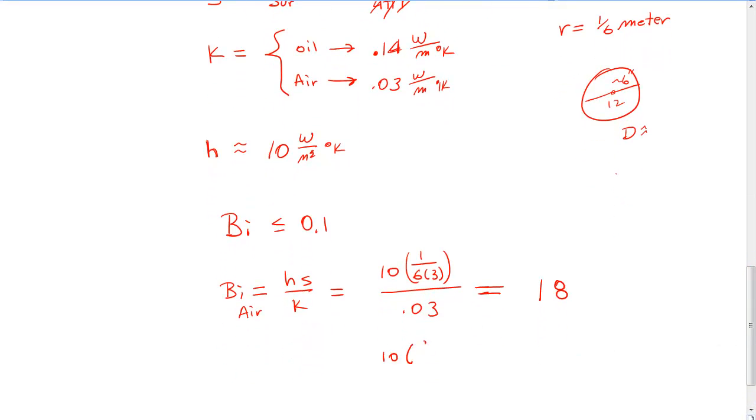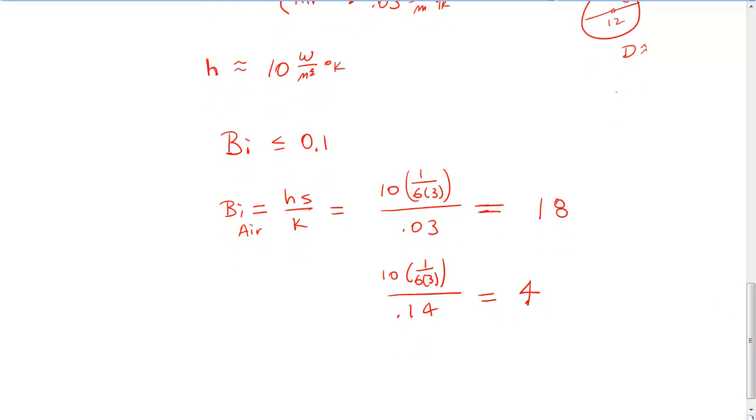If in fact it was for turkey, 0.14, I would get about 4. Now neither one of these is less than 0.1. However, let's make one equal to 0.1 by changing the unknown here. Since I guessed this, let's change this number in such a way that one of these two is 0.1.